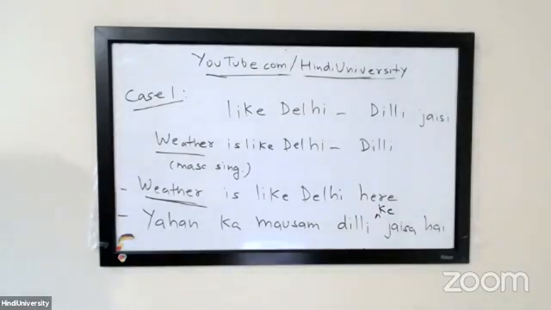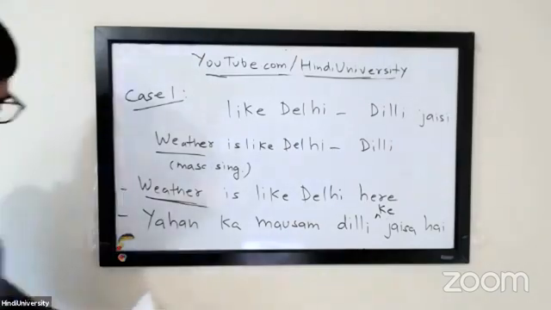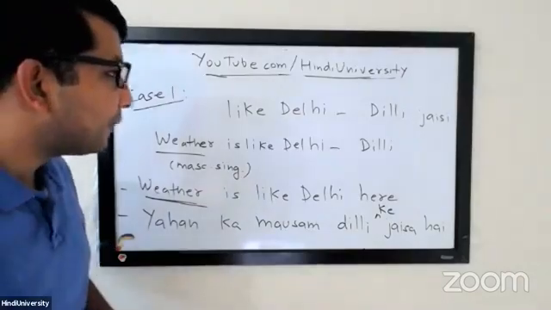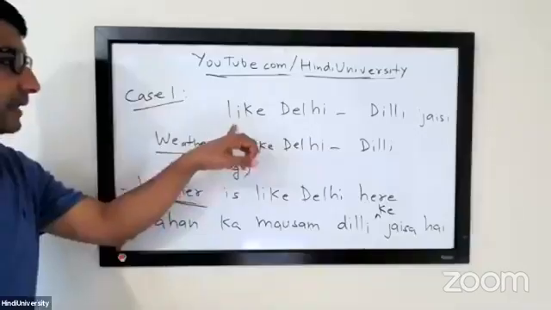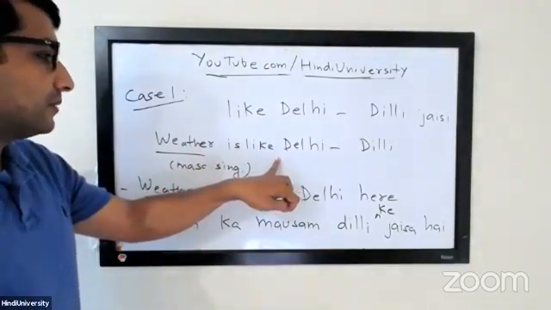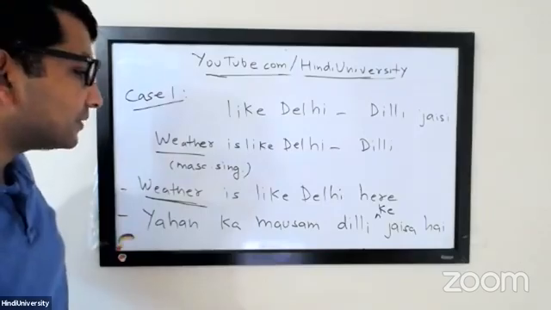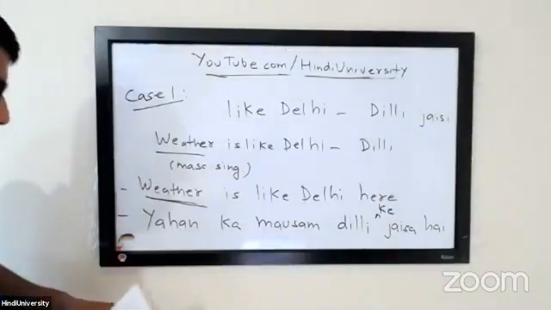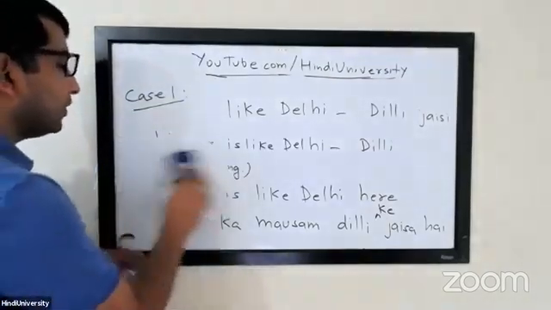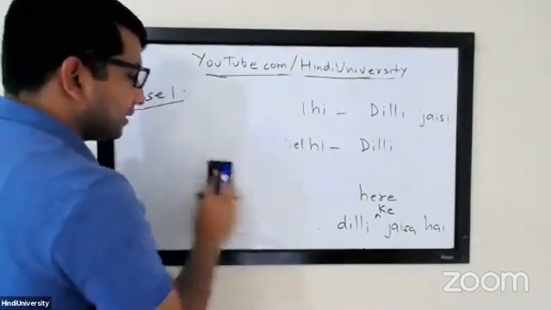Okay, questions here? Anyone? यहाँ का मौसम दिल्ली के जैसा है. Okay, just like before we started with like Delhi, weather is like Delhi. दिल्ली के जैसा मौसम. Okay, और दिल्ली जैसा मौसम. The weather is just like Delhi. Okay, let's continue. Hopefully with more examples, this thing will get clearer.